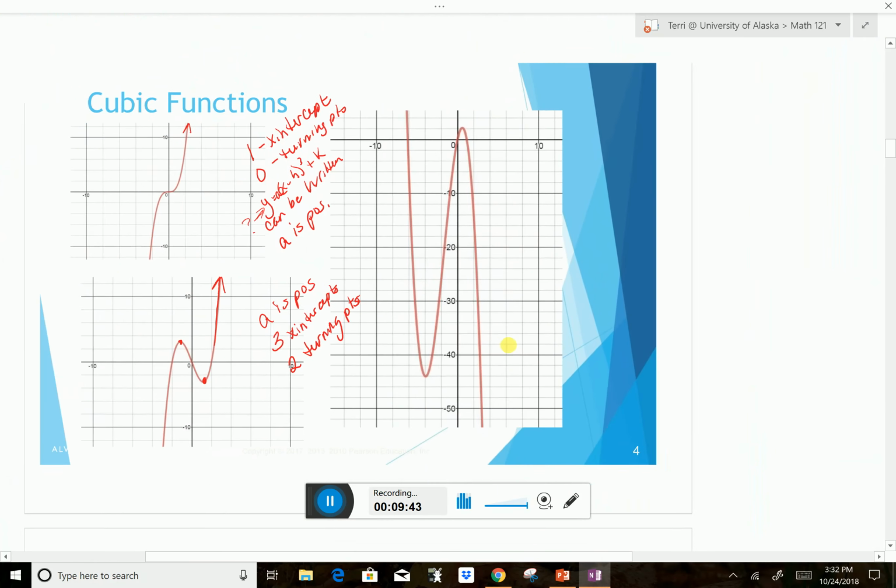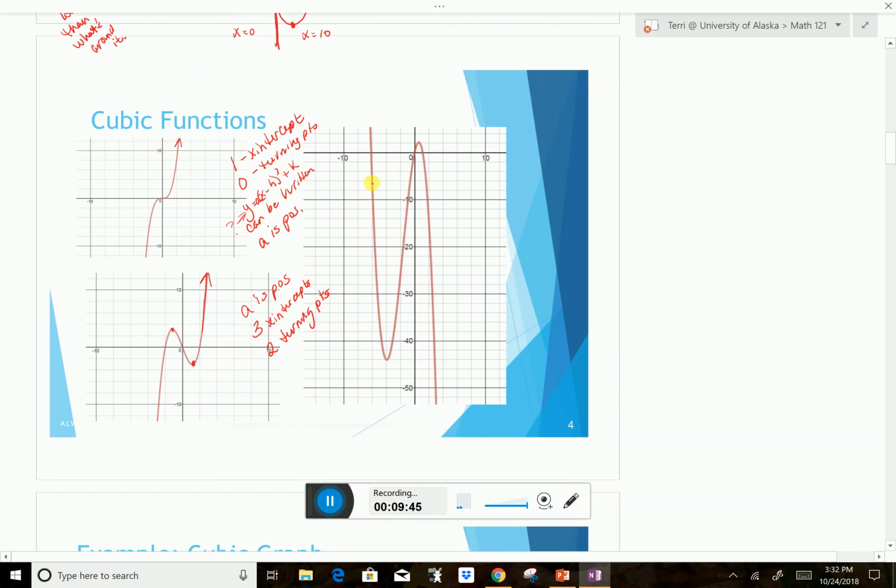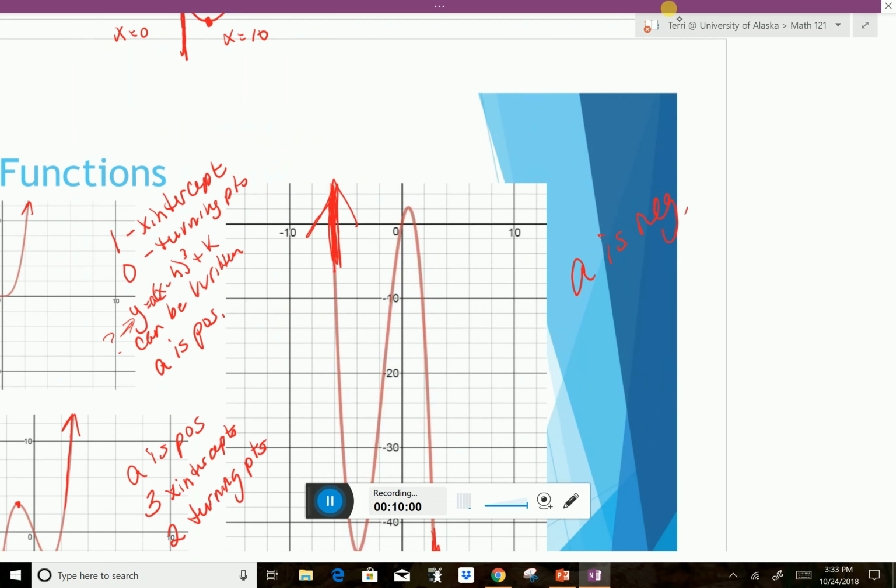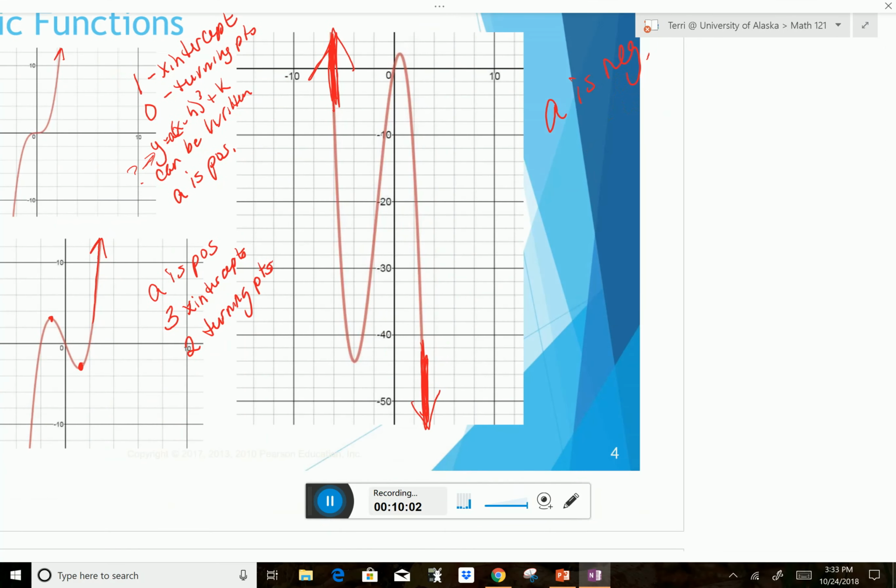Now this one, let's look at the end behavior. Let's look over here. Our end behavior is, as x is going to get bigger, this is going to go really, really small. So that means a is negative. A is negative.